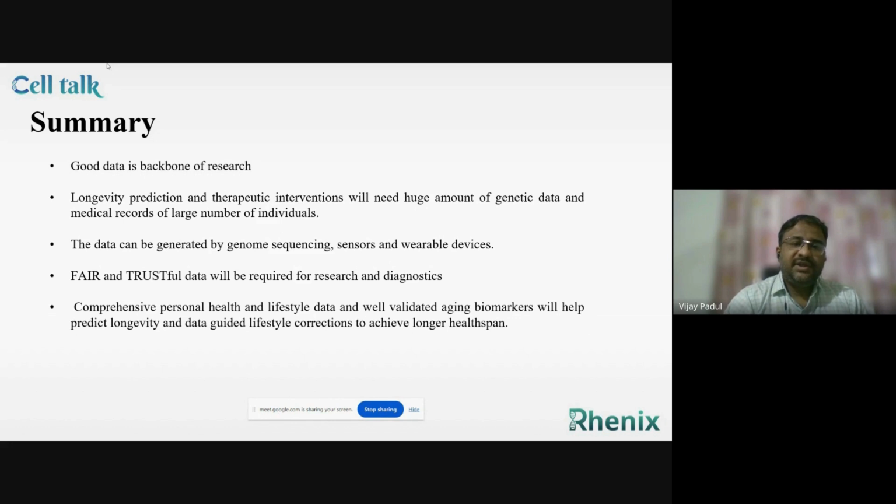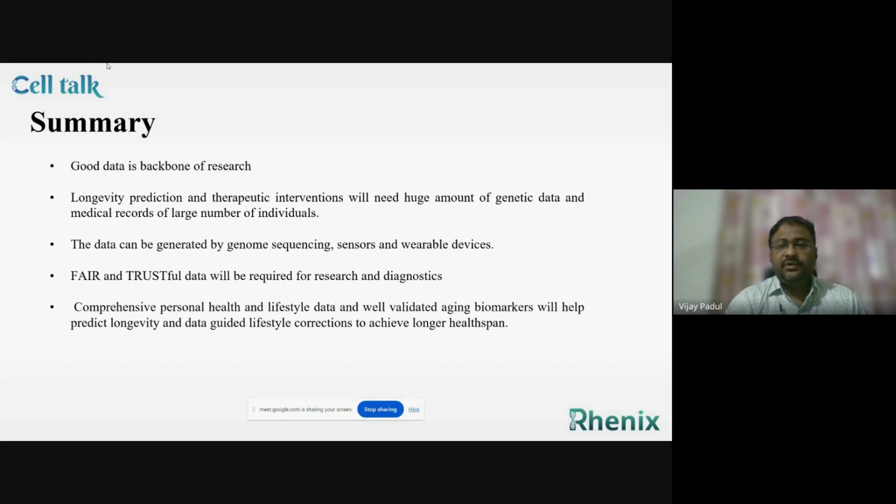So the data can be generated by genome sequencing, sensors, and wearable devices. And all these databases that will be created by a particular research group and stored in a database repository should follow the FAIR and TRUST principles, so that the data integrity and trustworthiness is maintained, and that will be useful for research and diagnostics. Comprehensive personal health and lifestyle data and well-validated aging biomarkers will help in predicting the longevity of an individual and data-guided lifestyle corrections to achieve a longer health span. So this will be the impact of good data if that is accumulated.